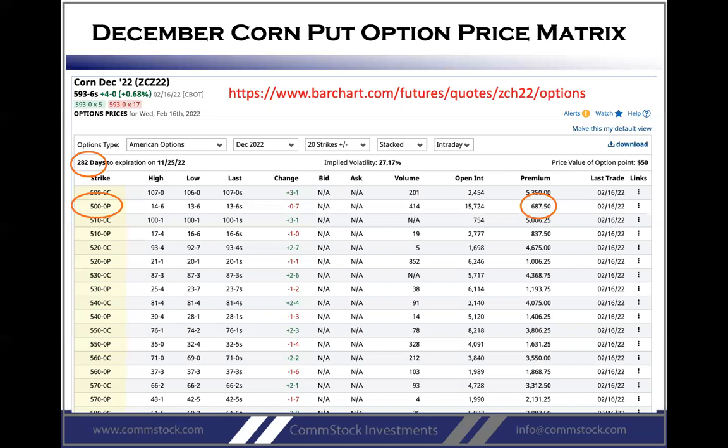Yep, exactly. If there's a fluid market, you should be able to get in and out pretty well, but it's something you need to pay attention to, because otherwise you get caught in something that's hard to get out of if there's not enough open interest.